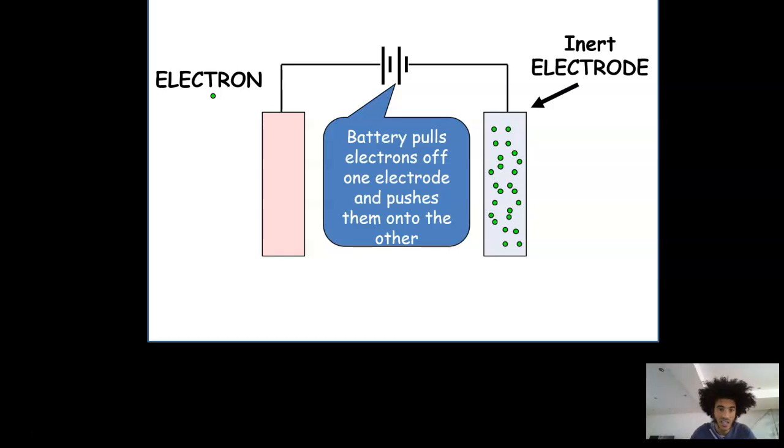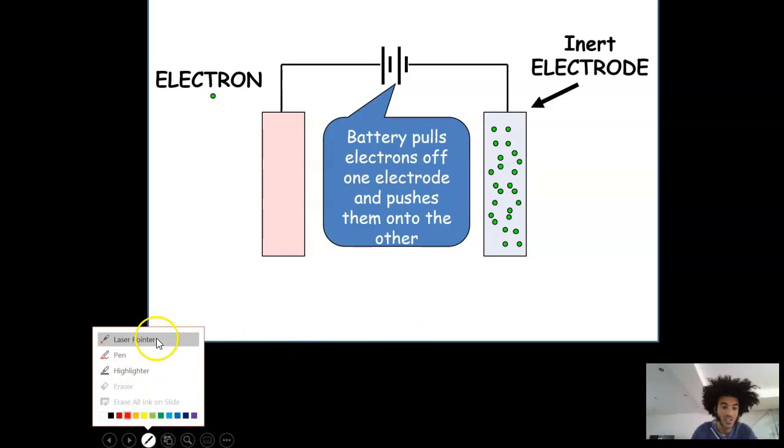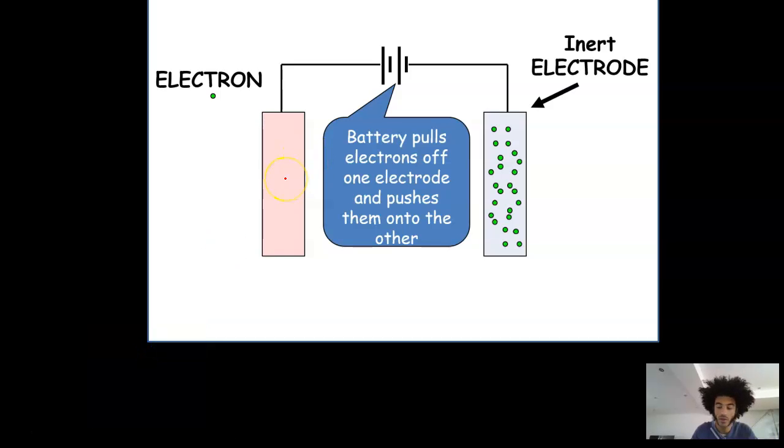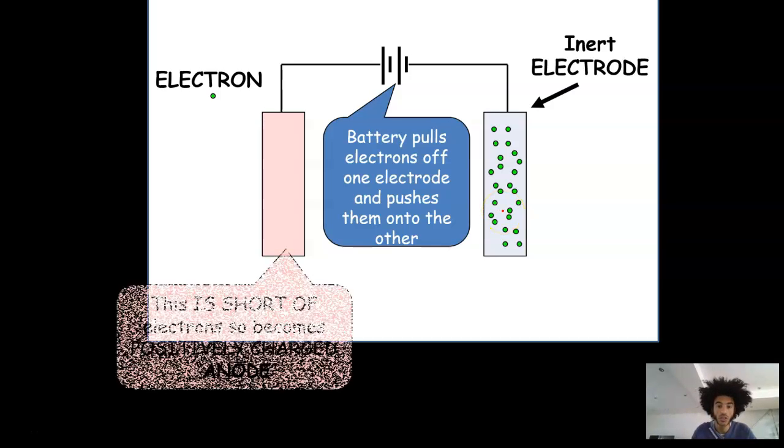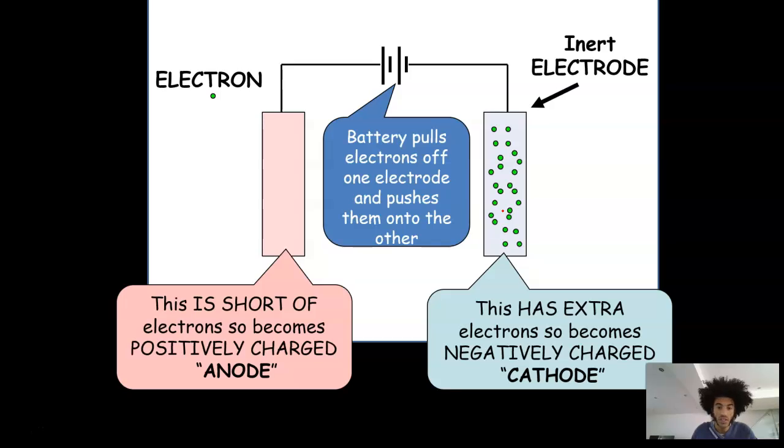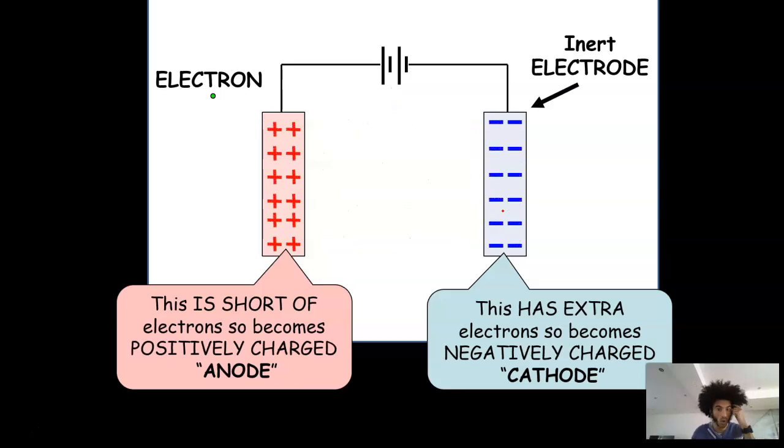Now you can see that the electrode on the left is now deficient in the electrons that it used to have, and as a result it will get a positive charge, which I'll draw a little bit later on. And the electrode on the right has now got lots of electrons, so it's going to be negatively charged. So on the left is a positively charged anode, and on the right it's a negatively charged cathode. Okay, so that's why you've got positive on the left and negative on the right.